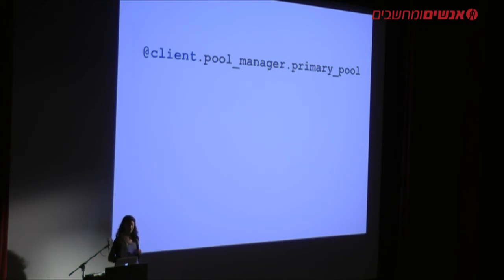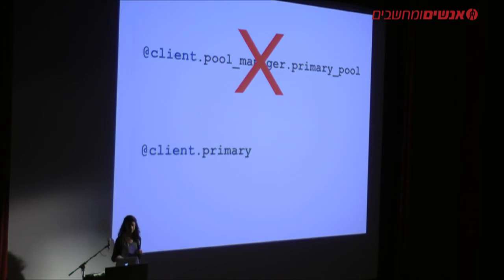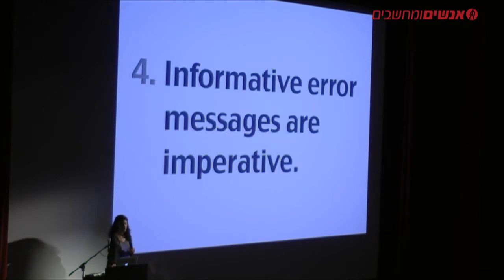So if you have something like this, where a user wants to get at the primary node and they need to chain all these things together, it's impolite because you're making their code look bad and sort of convoluted. It's much better to provide things like this, client.primary, much simpler. Four, informative error messages are imperative.